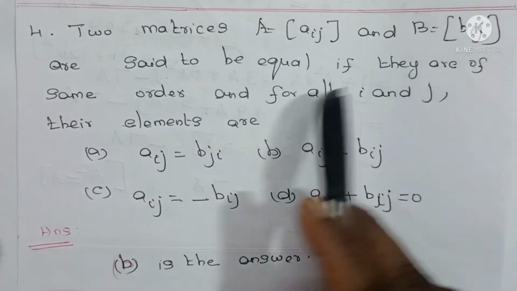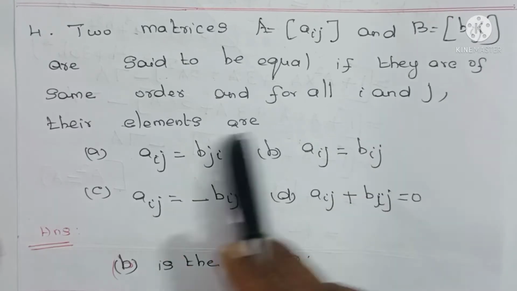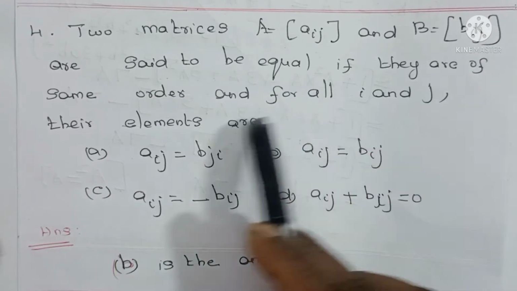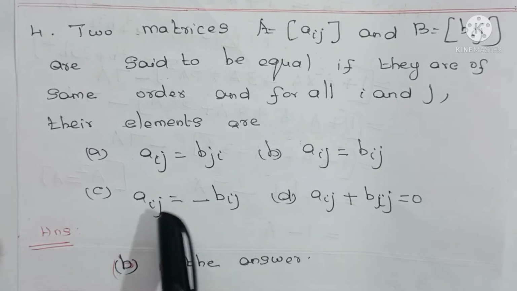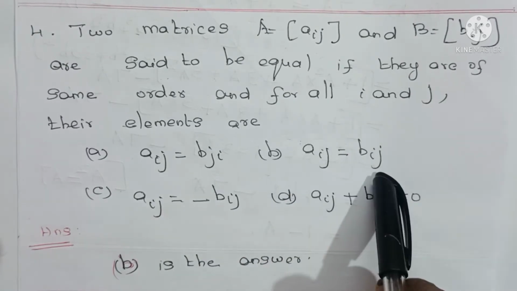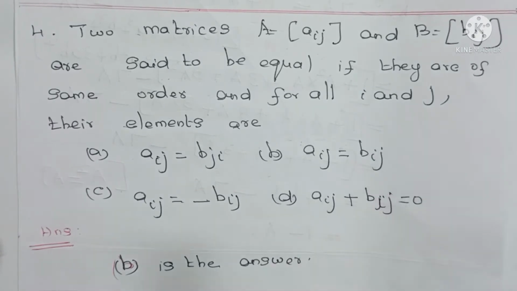If two matrices are equal, it means they have two conditions. They should be of the same order. Then what is the next condition? Aij is equal to Bij for all i and j. So option B is the answer.